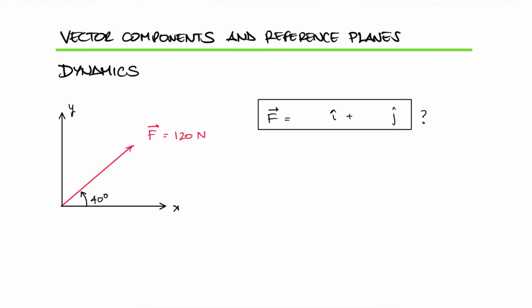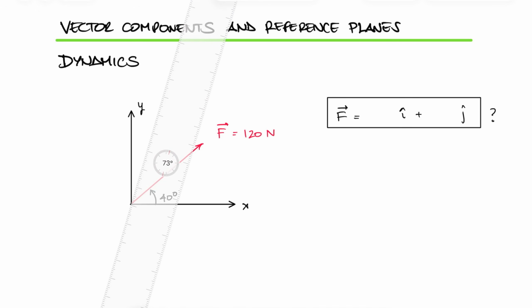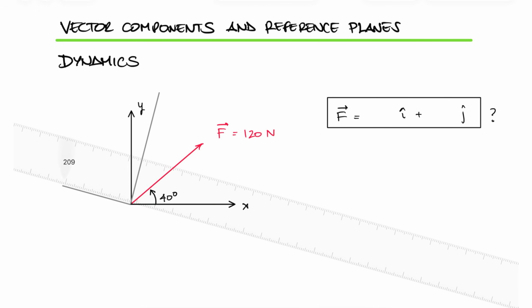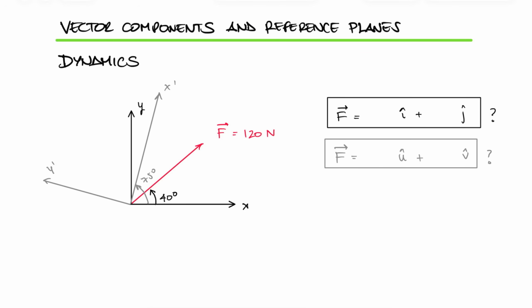A second reference frame x', y' is obtained by rotating the original axes counterclockwise by 75 degrees, and we want to determine the components of F in this rotated coordinate system. You may assume all axes are right-handed and all angles are measured counterclockwise.